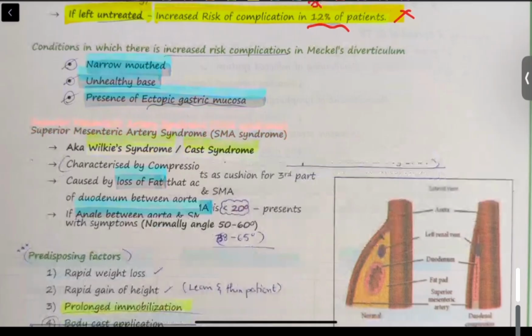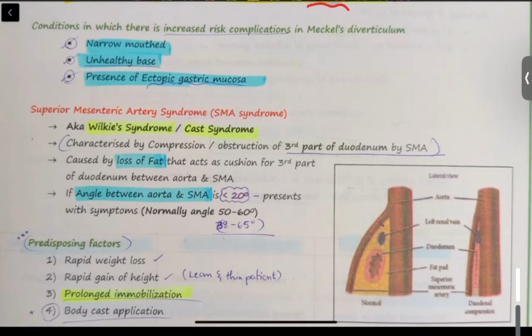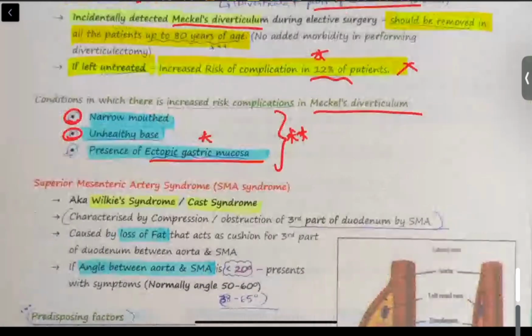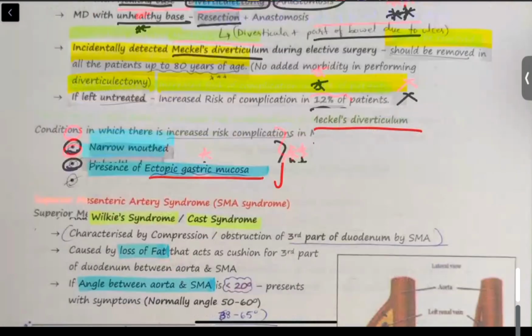Okay, so conditions in which there is increased risk of complications in case of Meckel's diverticulum are if the diverticulum has a narrow mouth, or if it has an unhealthy base, or there is presence of ectopic gastric mucosa. These conditions are most dangerous in case of Meckel's diverticulum. Okay, so this was about Meckel's diverticulum.